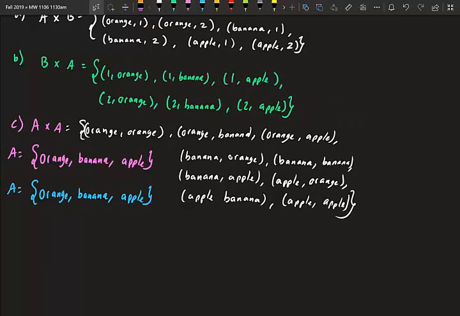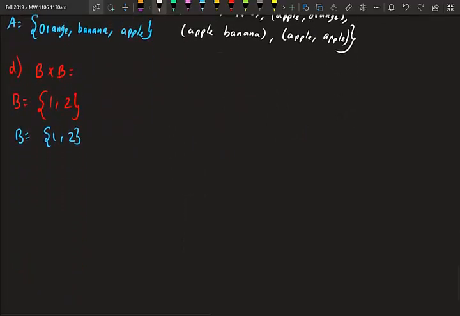Alrighty, part D. B cross B. So I'm going to rewrite B twice. 1, 1. 1, 2. 2, 1. And 2, 2. Another fun thing to say.